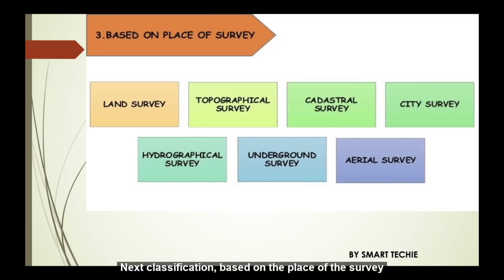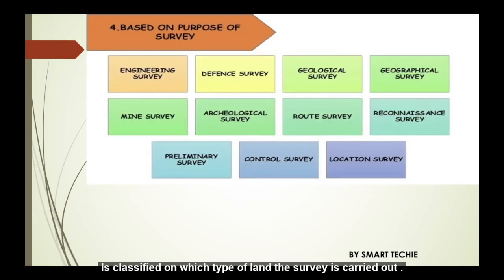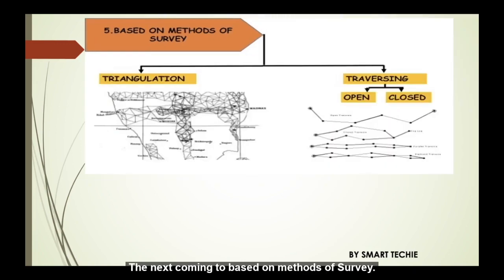Next, classification based on the place of the survey is classified on which type of land the survey is carried out. And based on purpose of the survey, for what purpose the survey is carried out. So next, coming to based on methods of survey, there are two types in it. One is triangulation and one is traversing.